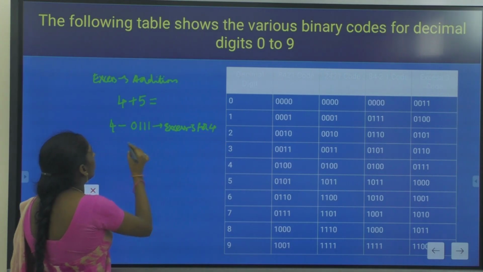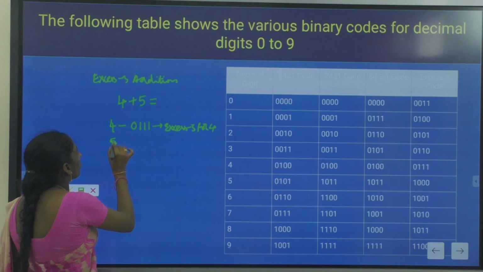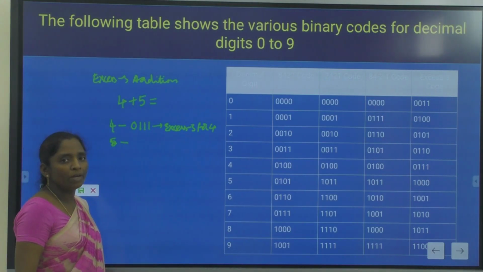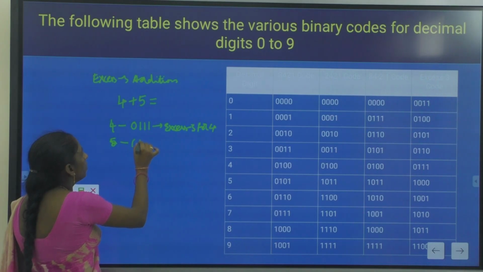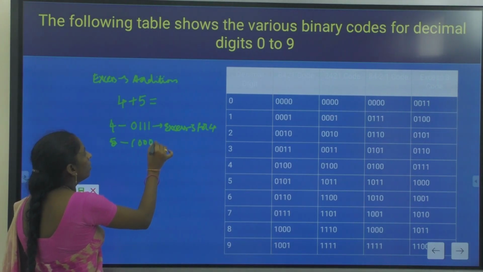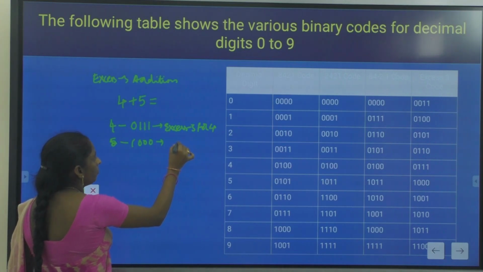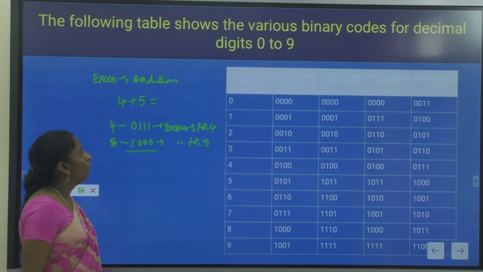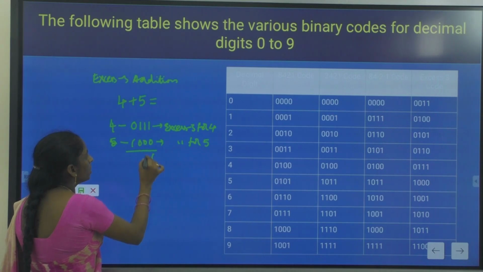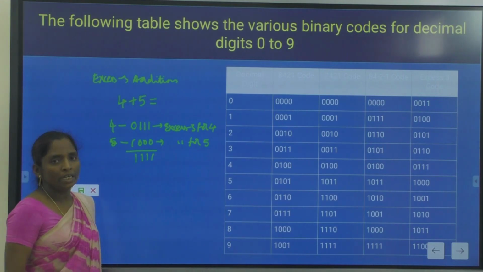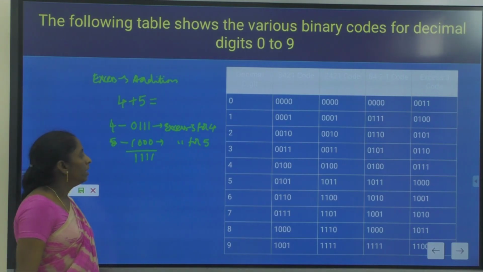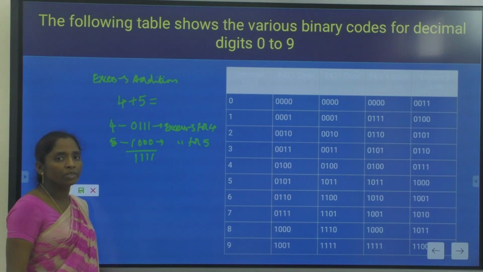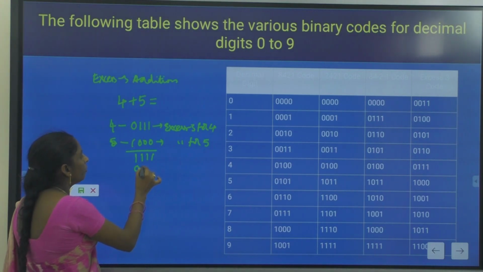Now x3 for 5 is 5 plus 3, 8. So 1000. So x3 for 5. Now add these numbers. 1 plus 0, 1. 1 plus 0, 1. 1 plus 0, 1. 0 plus 1, 1. So here the carry is 0. So if carry is 0, what is the condition? We should subtract 3 from the sum. So subtract 3 from the sum.